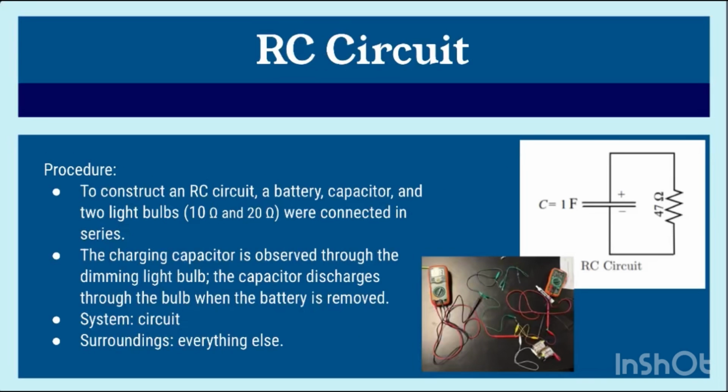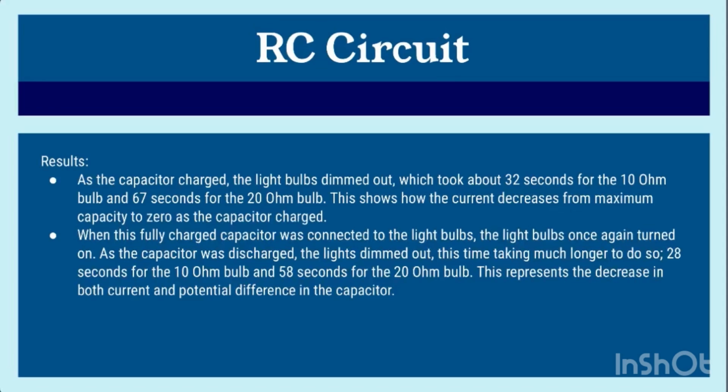The second step in this lab was to construct an RC circuit. To construct the circuit, we needed a battery, capacitor, and 2 light bulbs, one being 10 ohms and the other being 20 ohms, and these were all connected in series. The charging capacitor is observed through the dimming light bulb, while the capacitor discharges also through the light bulb when the battery is removed. And just like in the DC circuit, the system was the circuit itself, while the surroundings was everything else. Here are the results for the RC circuit part of this experiment.